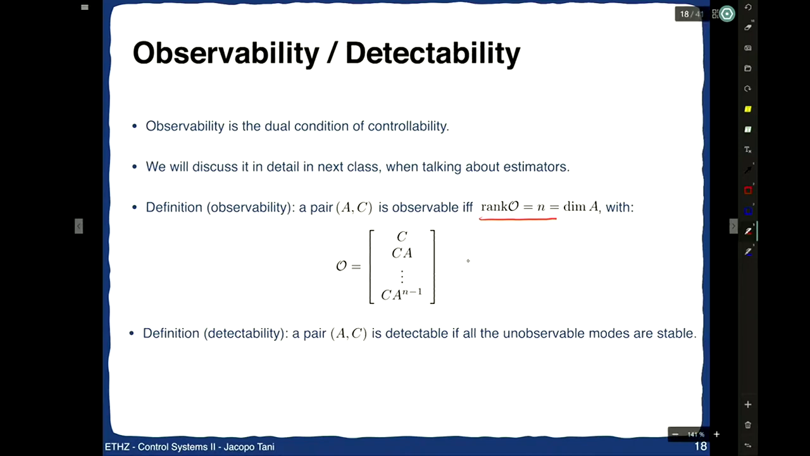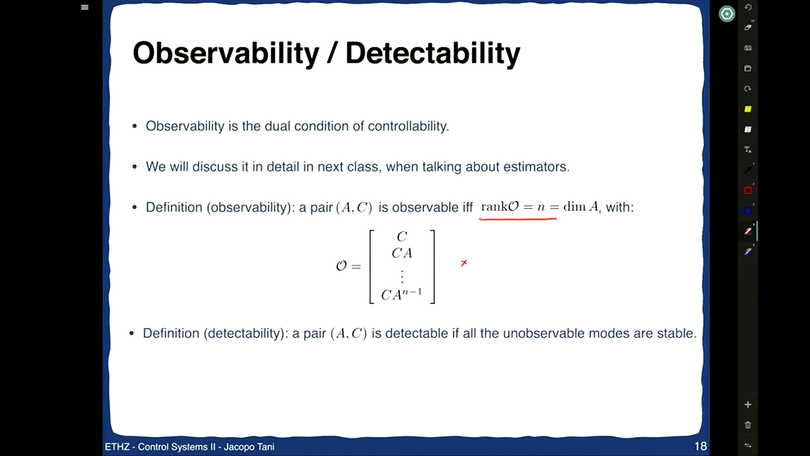So we define a system to be detectable if there are some of these components, some of these modes that are not observable. Well, as long as those modes are stable, then as long as we can observe all the modes that are not stable, the system is detectable. And it's the same thing with controllability. Have you ever been told the difference between controllability and stabilizability?